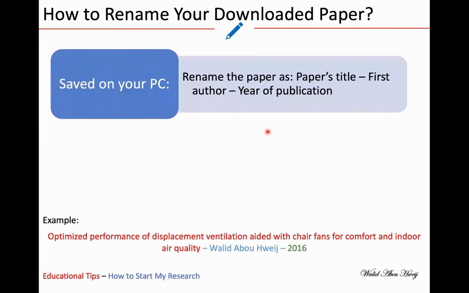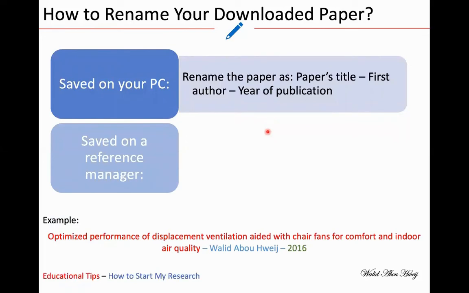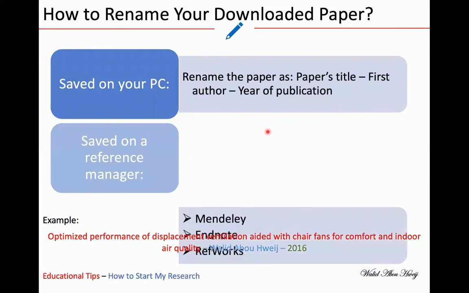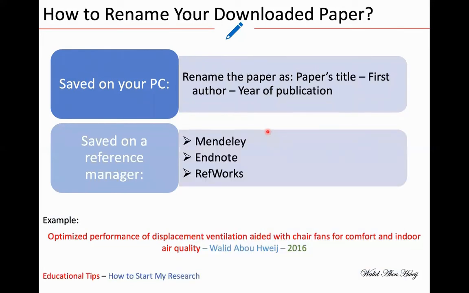So here the name of the paper is shown in red, followed by the author name, and then the year of publication is shown in green. Another way of saving the paper is to save it on a reference manager without the need to rename it, since the reference manager will save it based on the title and the author's name. One example of the reference manager is Mendeley. Other examples are EndNote and RefWorks. These reference managers will help you in citing other researchers' work. We will talk about that in later videos within this series.